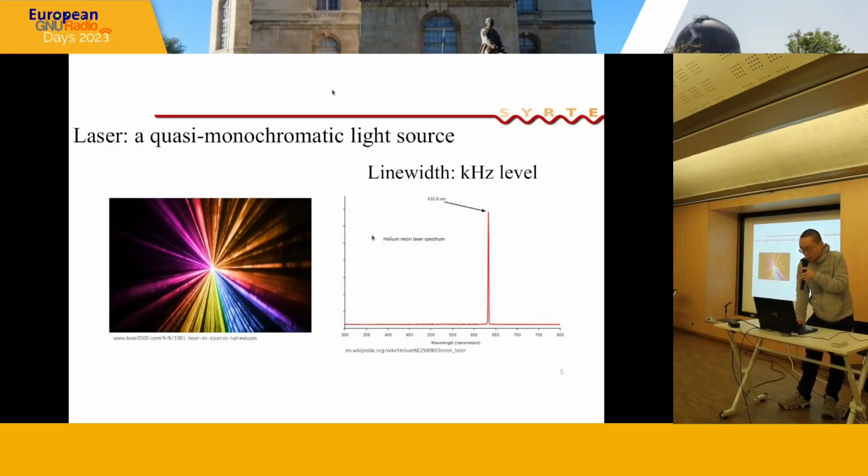Now it comes to the laser. Laser is a kind of quasi-monochromatic light source. Here you can see a lot of kinds of colors of laser. And this is a typical helium neon laser spectrum. The line width of this laser is at the level of kilohertz, so it's very narrow here.